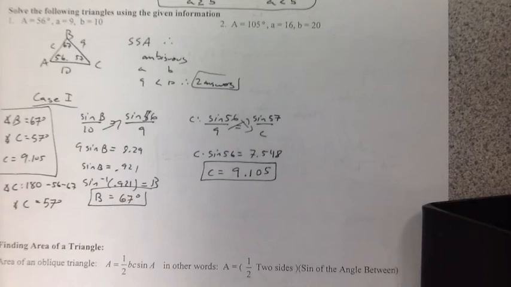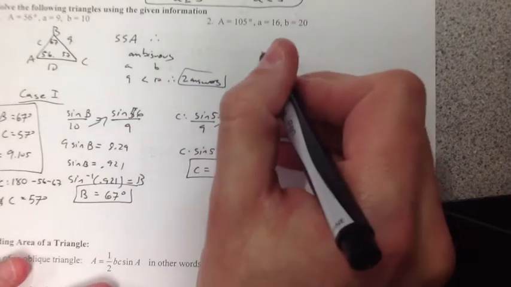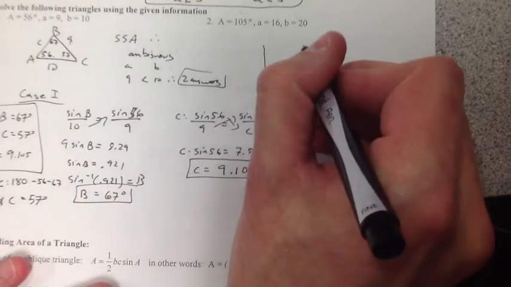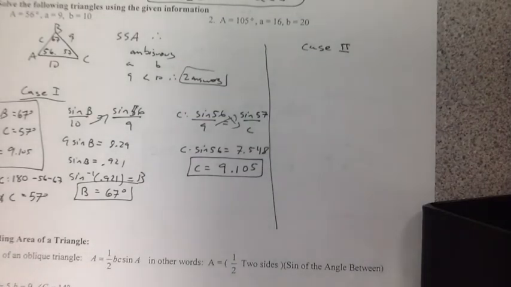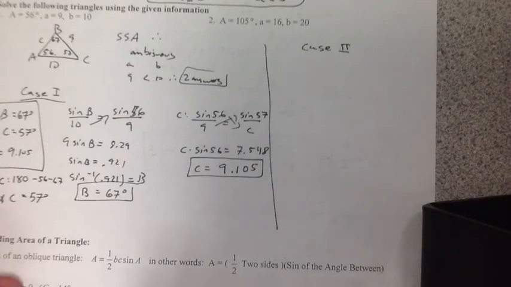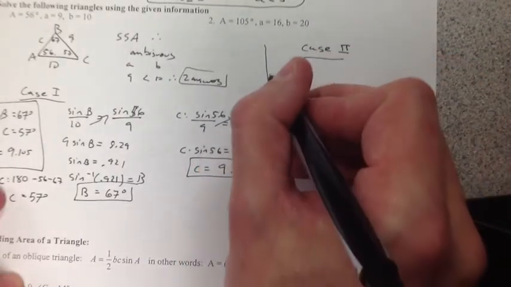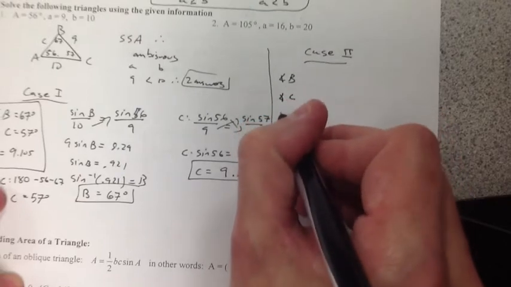And there's our answers. Now, remember, this was ambiguous. These don't occur that much. So what we have to do now, we have to take a look at case 2, because we're getting 2 answers. Now, how we get the second case is very simple. We're still looking for angle B, angle C, and little c.